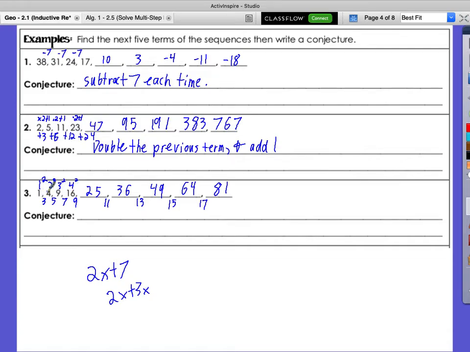Oh, 1 to 4, maybe we're adding by 3. Well, no, we're not adding by 3. Okay, we're multiplying by 4. Well, no, we're not multiplying by 4. Okay, let's think of some other stuff. So we're adding by 3, adding by 5, adding by 7, adding by 9. Oh, those are all odd numbers.